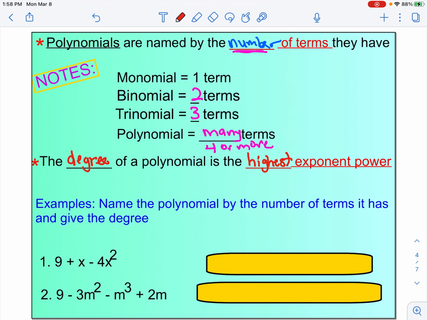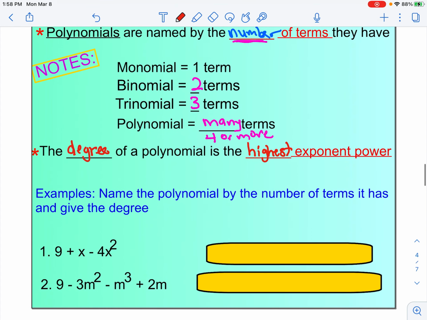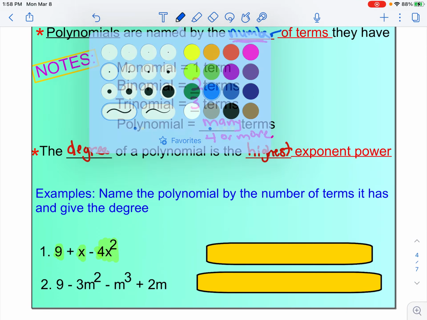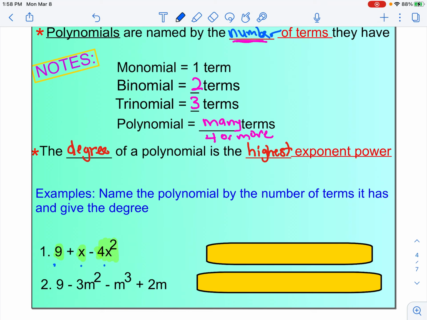So when we look at these 2 examples, the terms are separated by addition and subtraction. So 9 is a term. Then we're adding a different term, x, and then we're subtracting negative 4x squared. So we have 3 terms here. 1, 2, 3. It's a number, it's a variable, or it's numbers and variables multiplied together. So this has 3 terms, so it's called a trinomial.